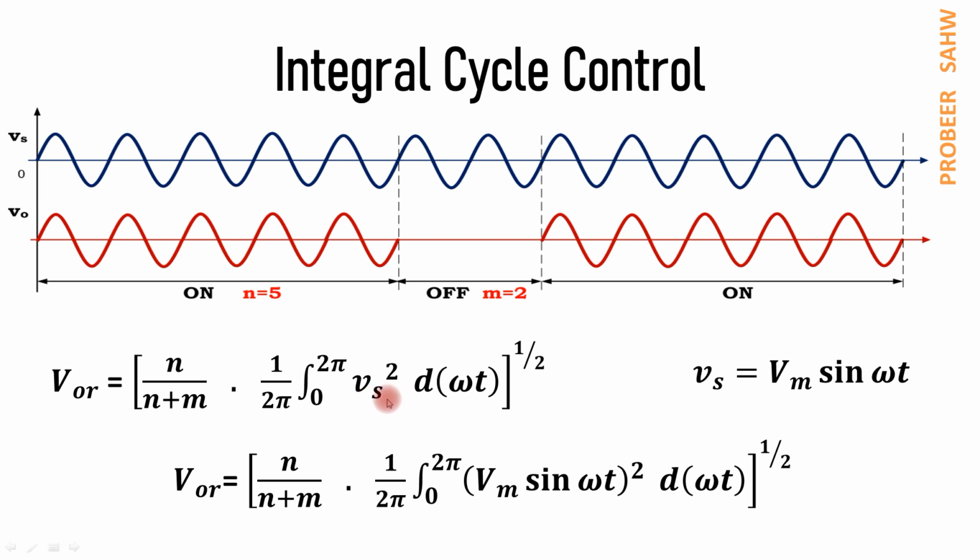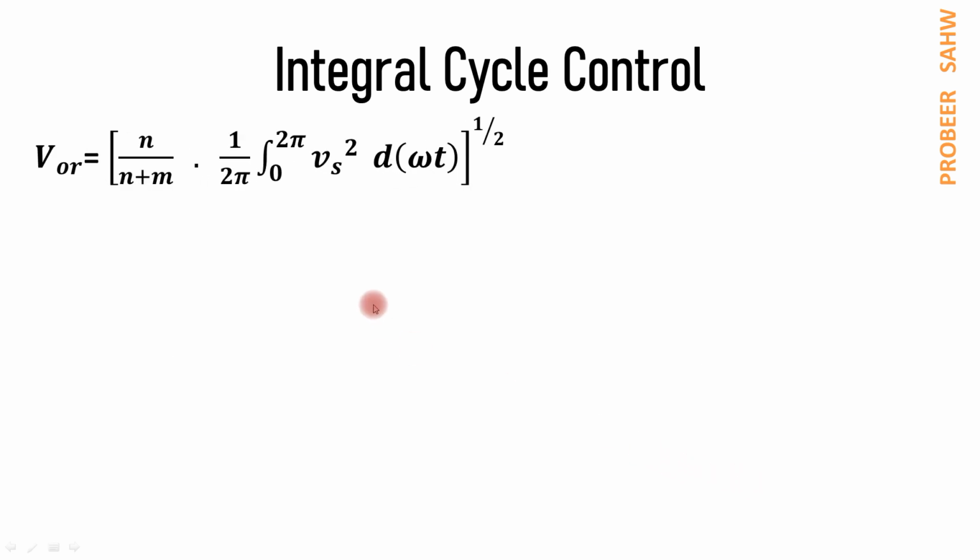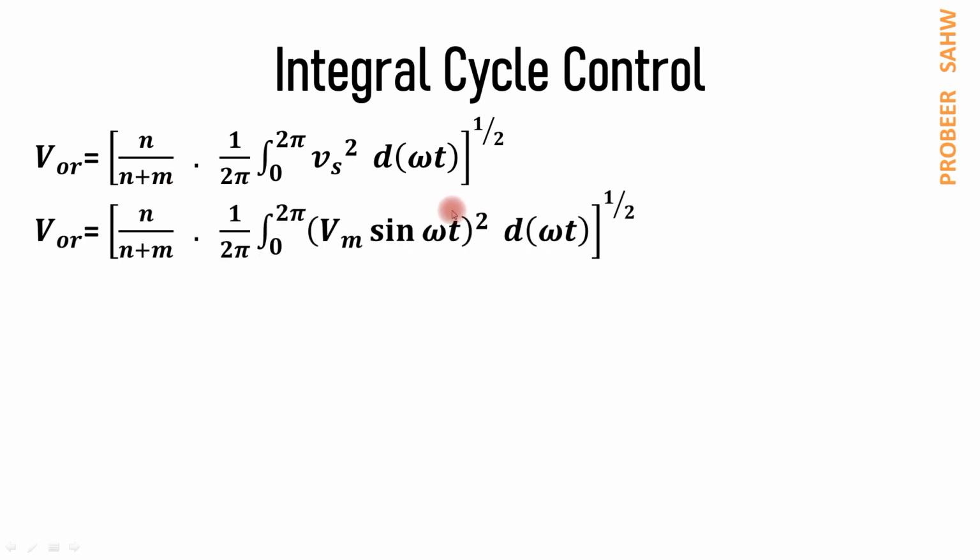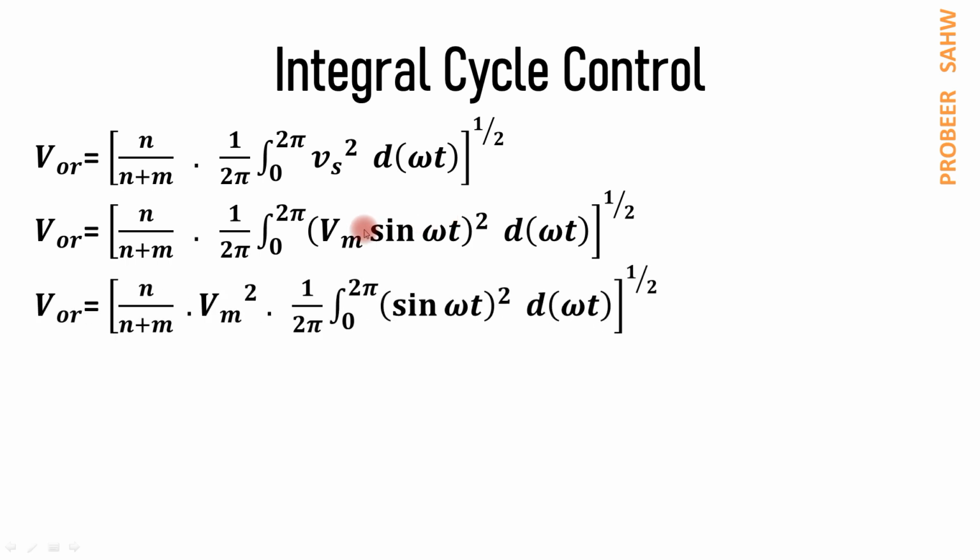Now putting the value of Vs, which is equal to Vm sin omega t, the equation will become like this: n by n plus m, 1 upon 2 pi, 0 to 2 pi, Vm sin omega t whole square, d omega t, and whole to the power 1 by 2. So this is the equation from last slide. Now, we can take this Vm out of the integration, because it is not dependent on omega t. So it will be Vm square, and under the integration we have sin omega t whole square.